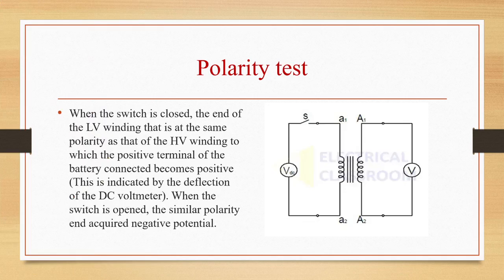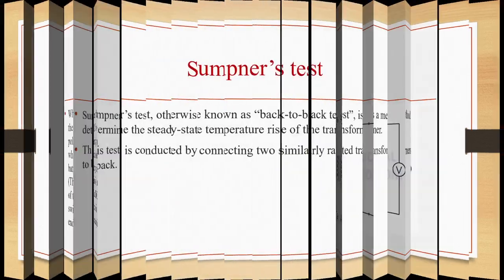So whenever the switch is closed, the end of the LV winding that is at the same polarity as that of HV winding, to which the positive terminal of battery is connected, becomes positive, and this is indicated by the deflection of the DC voltmeter. So when the switch is opened, similar polarity end acquires negative potential.